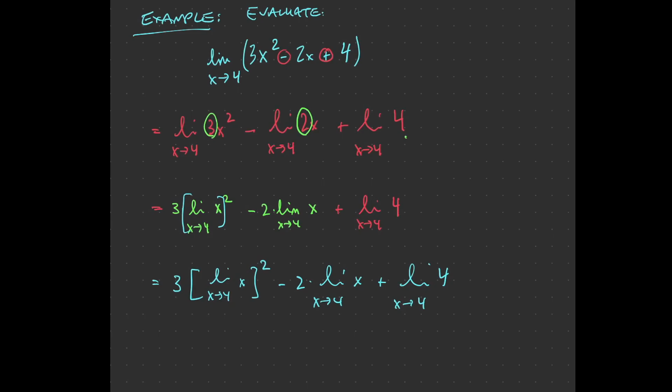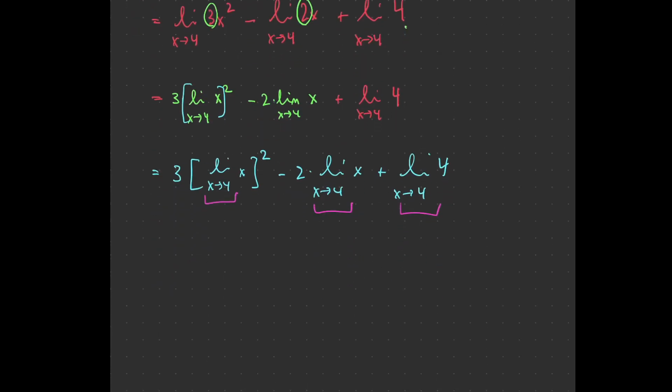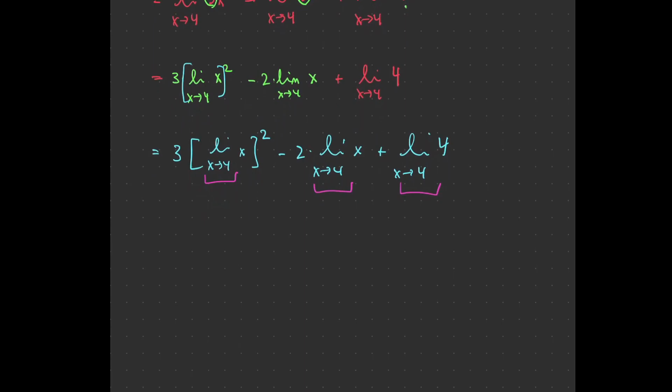And so now we're down to a place where we can use those last two properties on all these limits and evaluate them. We know the limit. What is x going to as x goes to 4? It's going to 4. Same here. This is going to 4. And this last one's going to 4, but just because the constant is 4, right? So this is also going to 4. But then we have these other pieces. So this is 3 times 4 squared minus 2 times 4 plus 4.